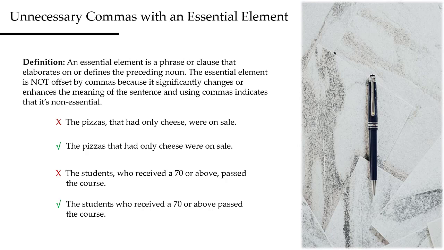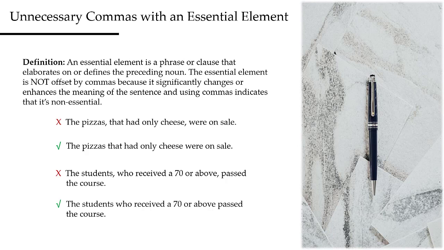So an essential element is a phrase or clause that elaborates on or defines the preceding noun. The essential element is not offset by commas because it significantly changes or enhances the meaning of the sentence, and using commas indicates that it's non-essential. So those commas show that the information is extra and not needed for the meaning of the sentence. So if you do include commas with an essential element, that would be incorrect.